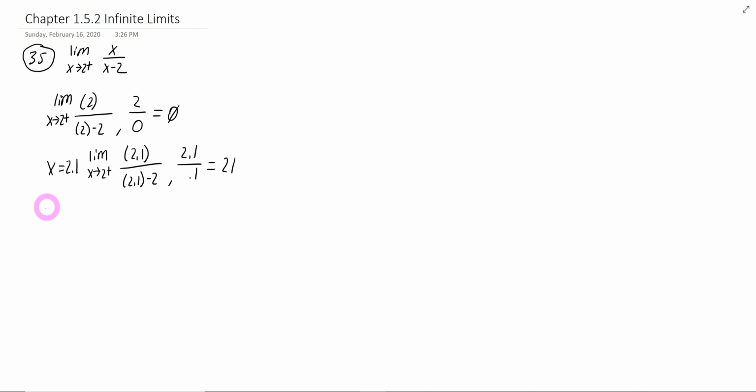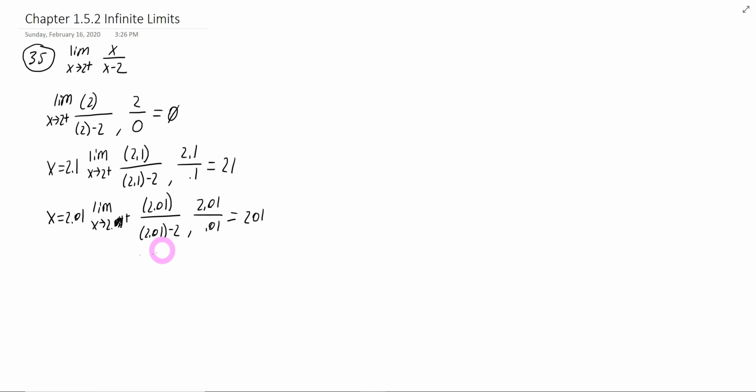So we're going to look this time at x equals 2.01, because that's even closer to 2 and a little bit greater than it. So then we're going to have the limit as x goes to 2 to the right, which is going to be, in this case, 2.01 all over 2.01 minus 2. So we end up getting 2.01 all over 0.01. And in this situation, we're going to go from 21 to 201.